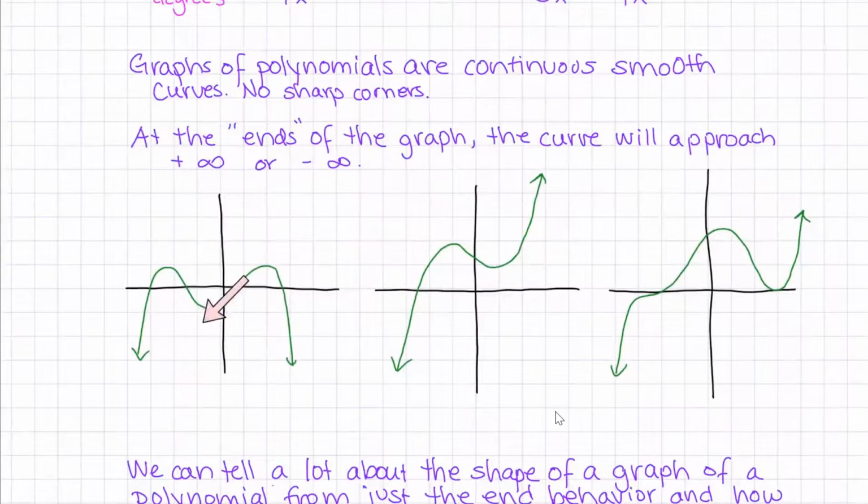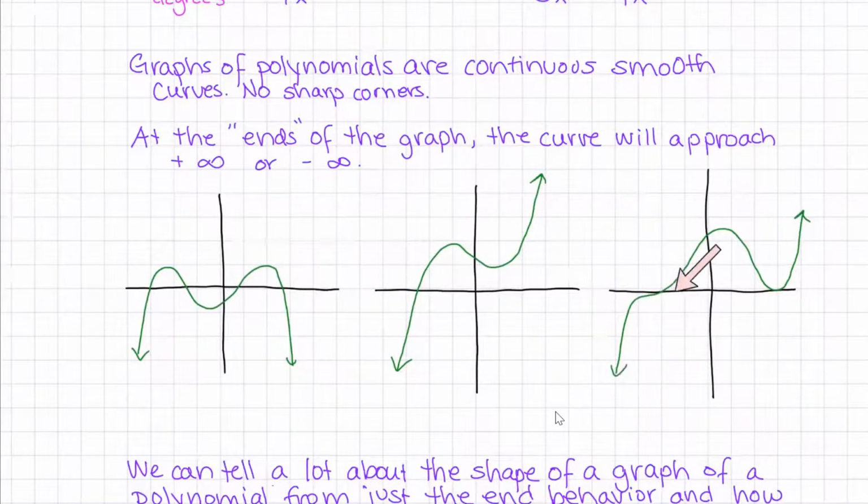So you can see on this first one, on the left it's going down, and on the right it's going down. So on the left, we're going to negative infinity. On the right, we're going to negative infinity. But it's just doing these ups and downs in between. Same thing here. We're just doing some ups and downs in between, but on the left it's going to negative infinity, on the right to positive infinity.